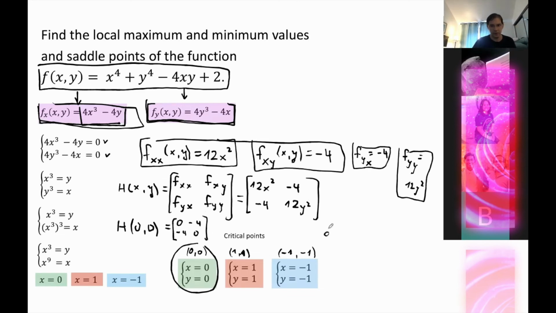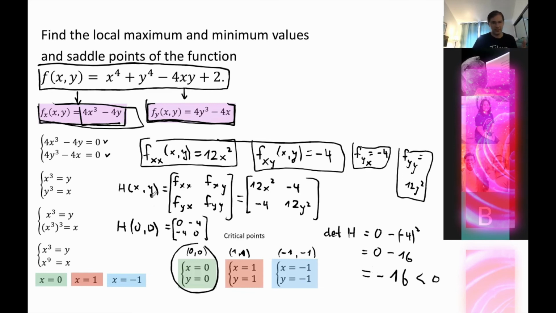Okay, let's compute the determinant of this matrix H. This is going to be 0 times 0, which is 0, minus negative 4 times negative 4. So negative 4 squared. This is equal to 0 minus negative 4 squared. What is negative 4 squared? 16. So this is equal to negative 16. And because the determinant of the Hessian matrix at 0, 0 is a negative number, this means that at 0, 0 we have a saddle point.